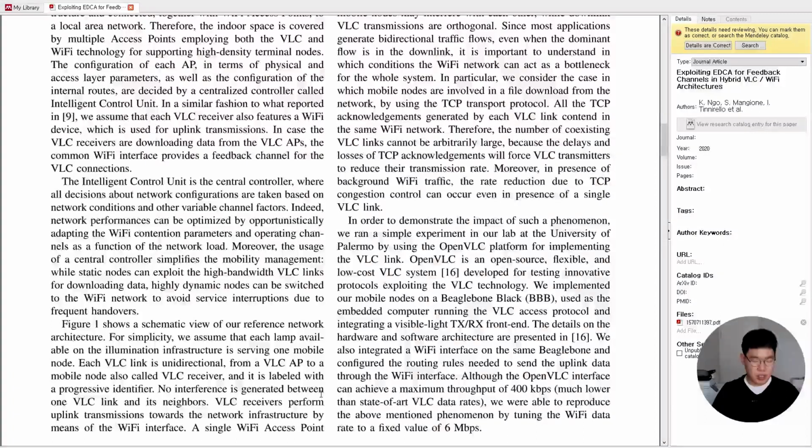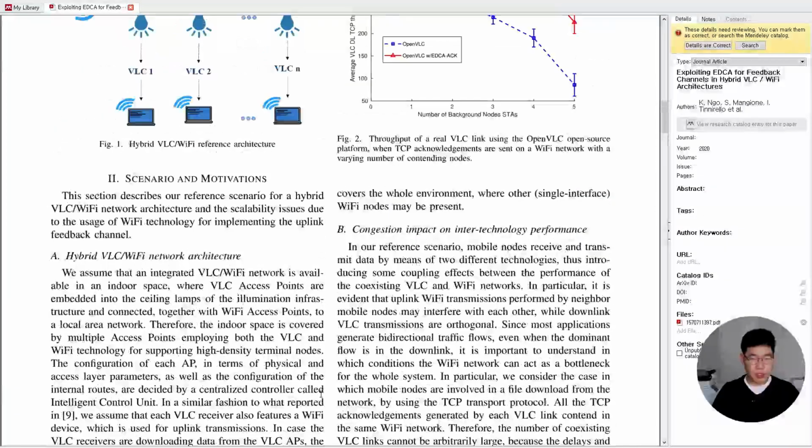A single Wi-Fi access point covers the whole environment, where other single-interface Wi-Fi nodes may be present. We measure the throughput of real VLC links using the OpenVLC open source platform, when TCP acknowledgements are sent on Wi-Fi networks with a varying number of contending nodes.